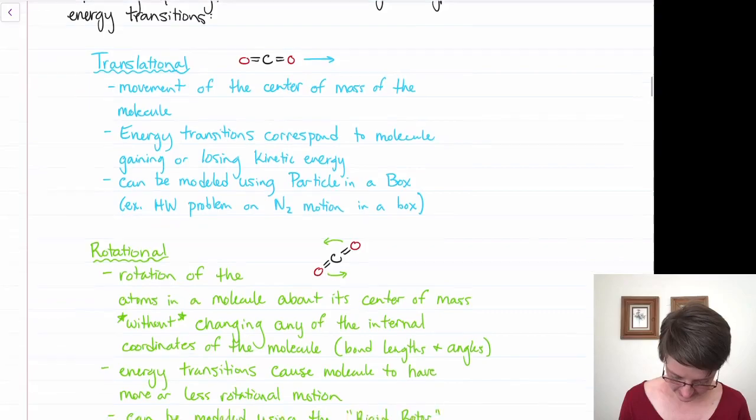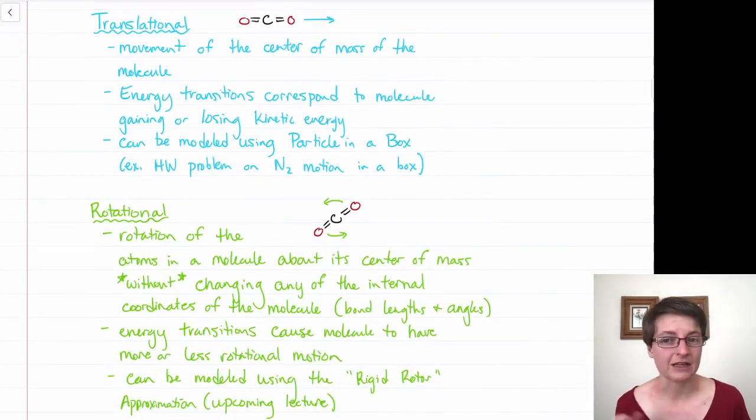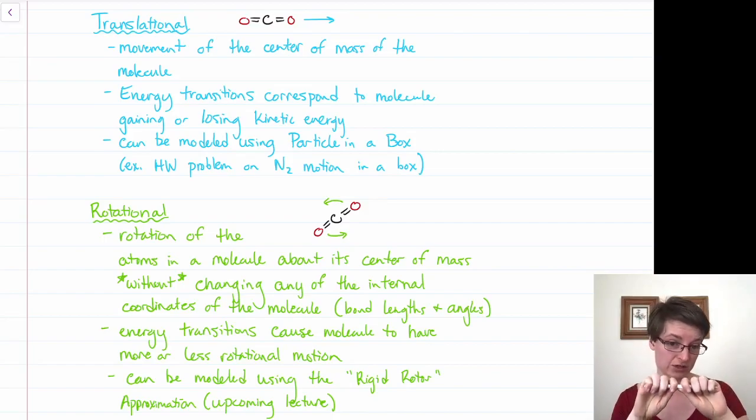We highlighted these in the last lecture, but it's worth going into them in a little bit more detail. So the first type of motion is translational motion. This would be my carbon monoxide molecule moving back and forth in either the X, Y, or Z direction without changing any of the internal coordinates. So in translation, you don't change bond lengths and you don't change bond angles. You just move the molecule along one or multiple of your Cartesian coordinates. Energy transitions in this type of motion corresponds to the molecule either gaining or losing kinetic energy.